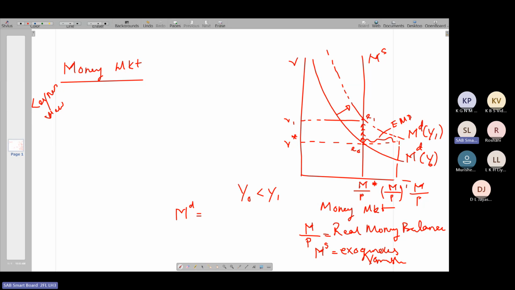But behind the screen, what is happening? There are so many things happening. When the income level increases, money demand increases and the interest rate increases from R star to R1. What is happening behind the screen? To explain the real story, you need to look at the money demand function. We can write it as C0 plus C1y minus C2r.